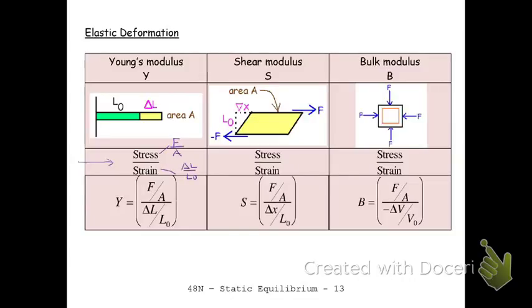And that kind of makes sense. You've got more force, narrower wire, I expect more stretching. Less force, bigger cross-sectional area, I expect less stretching. There are more atoms to keep it in place. So it kind of makes sense.